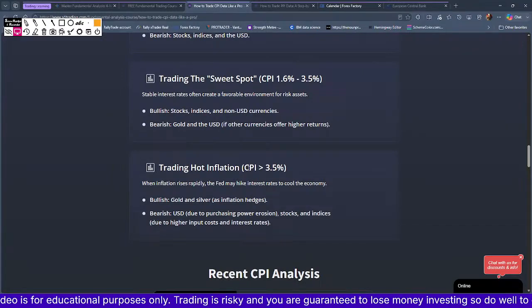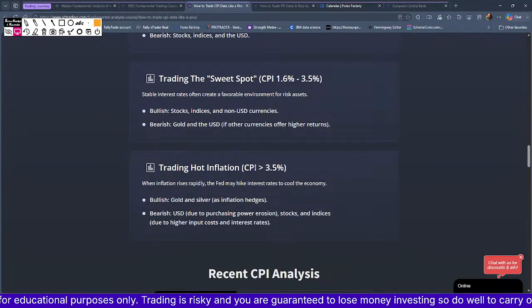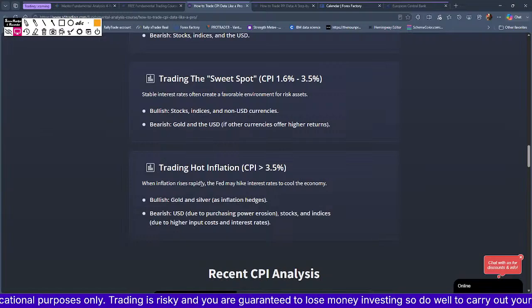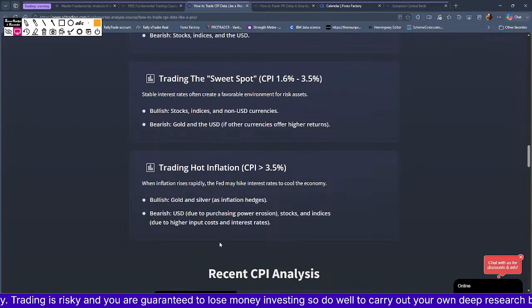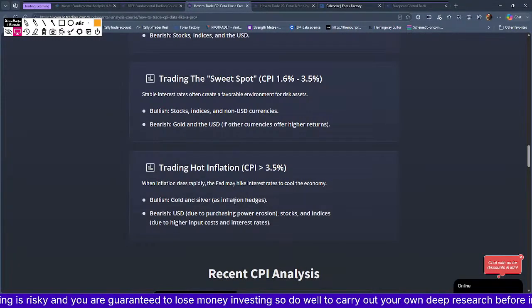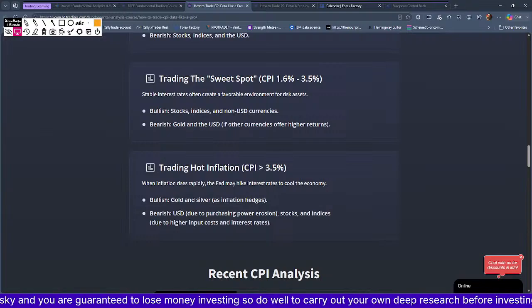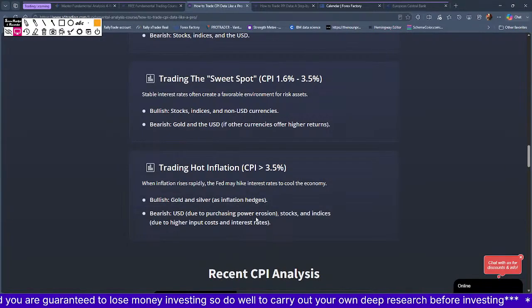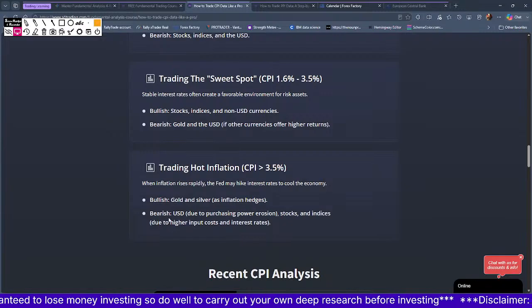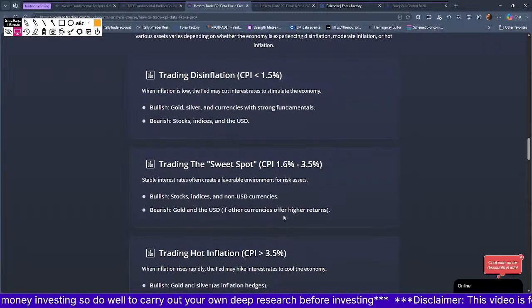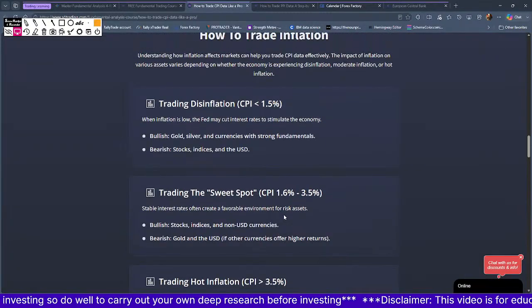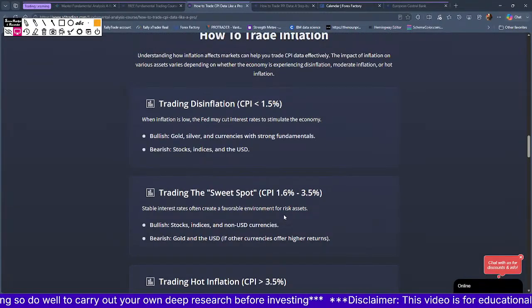Then we have trading hot inflation, which is CPI greater than 3.5%. Now, when inflation rises rapidly, the Fed may hike interest rates to cool the economy, which is bullish for gold, right? And silver, as inflation hedges. It's bearish for the US dollar due to purchasing power erosion. It's also bearish for stocks and indices due to higher interest rates and input costs. Now let's look at the whole situation properly and understand it well.